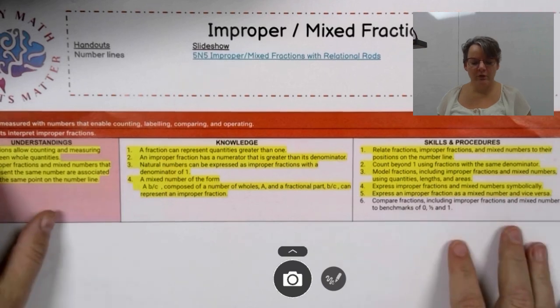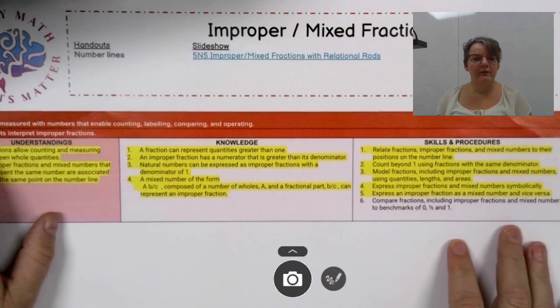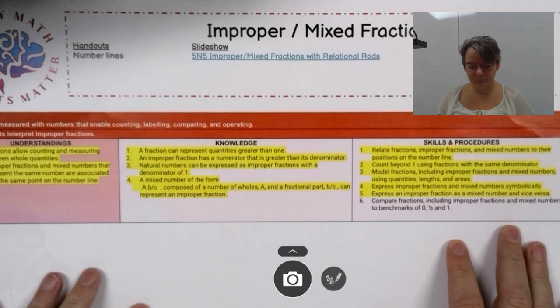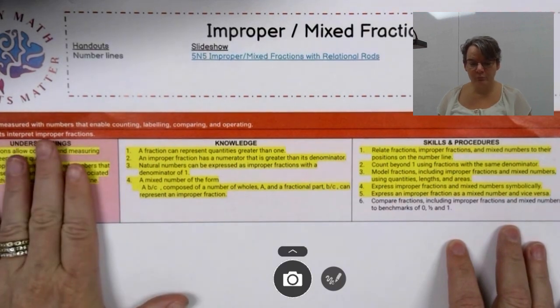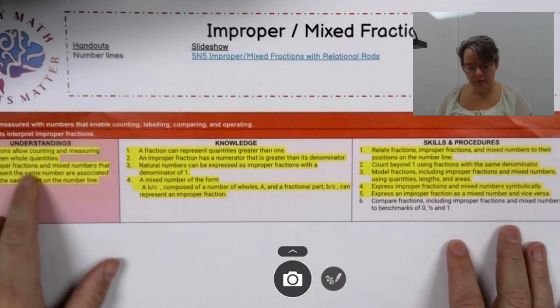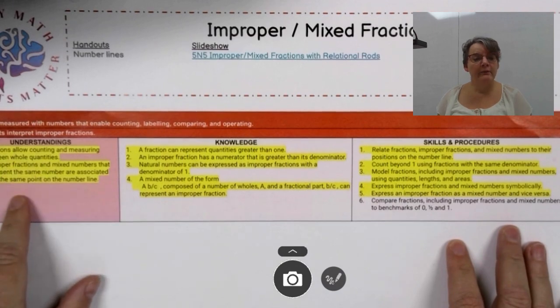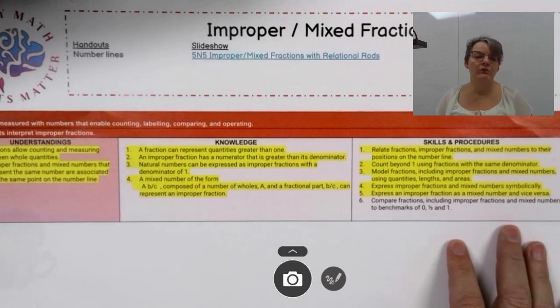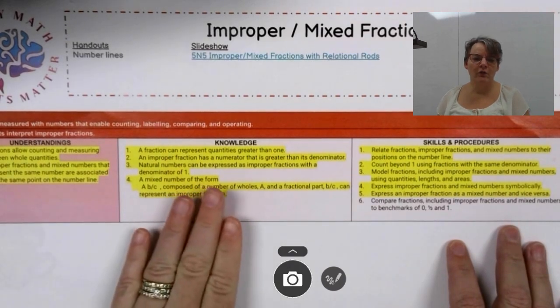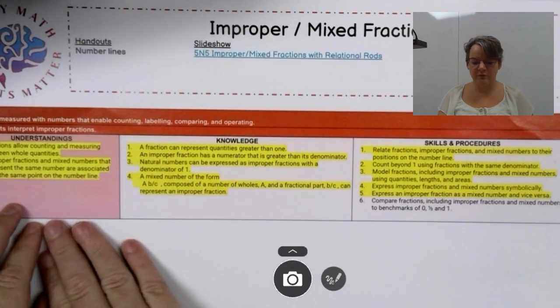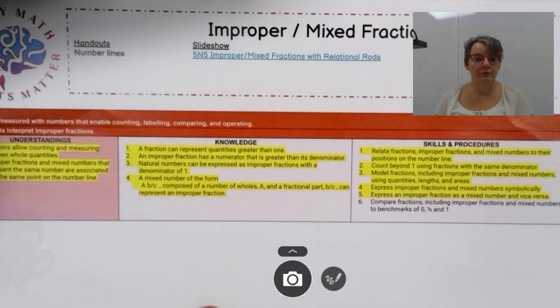The outcomes that we'll be focusing on is grade 5, organizing idea number. Learner outcome number 5, students interpret improper fractions. The understandings that we will be focusing on during this lesson, I've gone ahead and highlighted. They are: fractions allow counting and measuring between whole quantities, and improper fractions and mixed numbers that represent the same number are associated with the same point on the number line. I've also highlighted the knowledge and the skills and procedures that connect together to build towards this understanding to reach this learner outcome. Let's go ahead and get started.